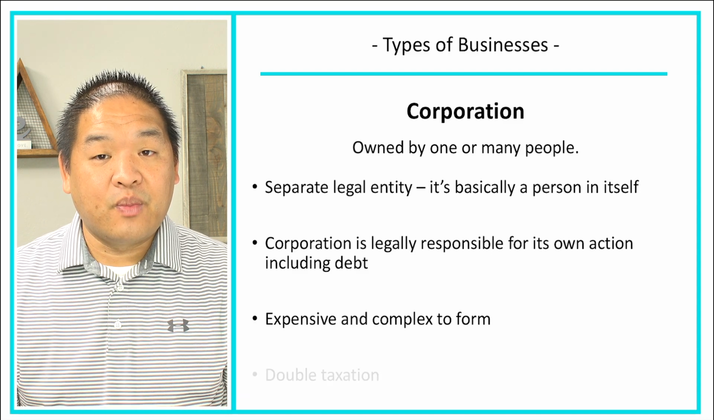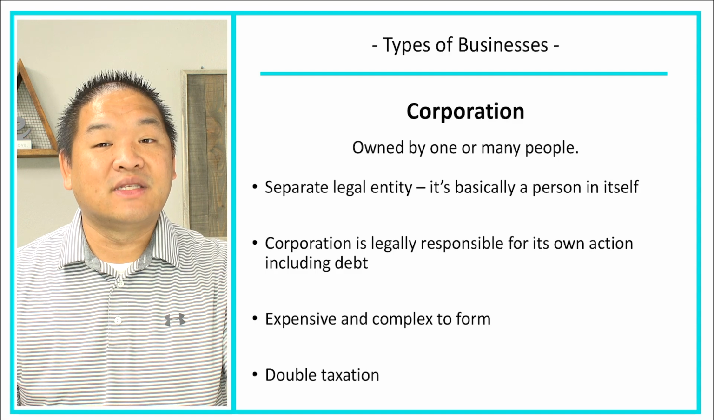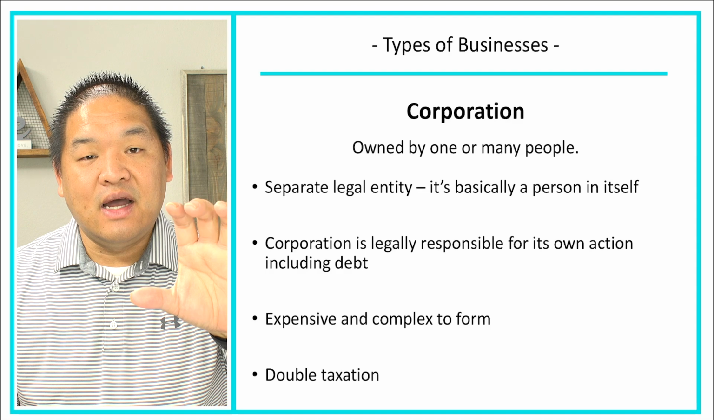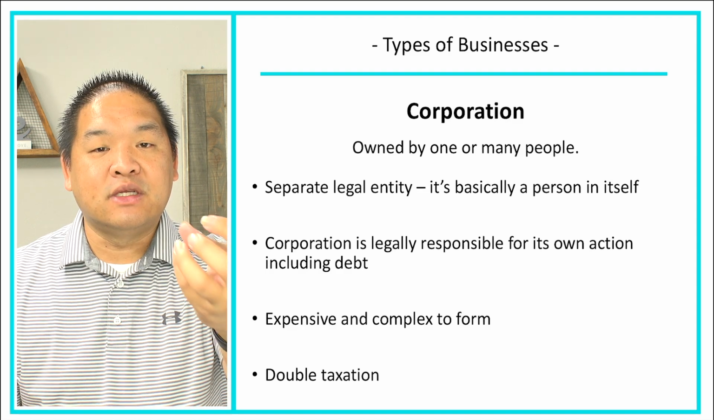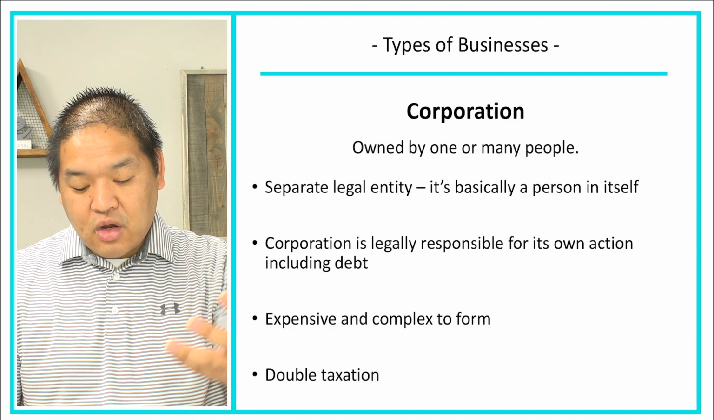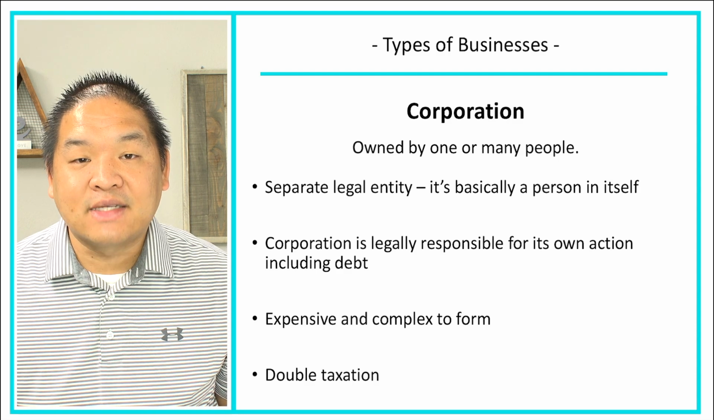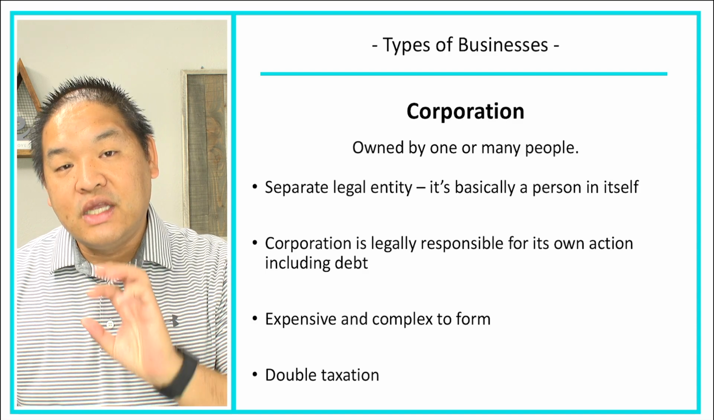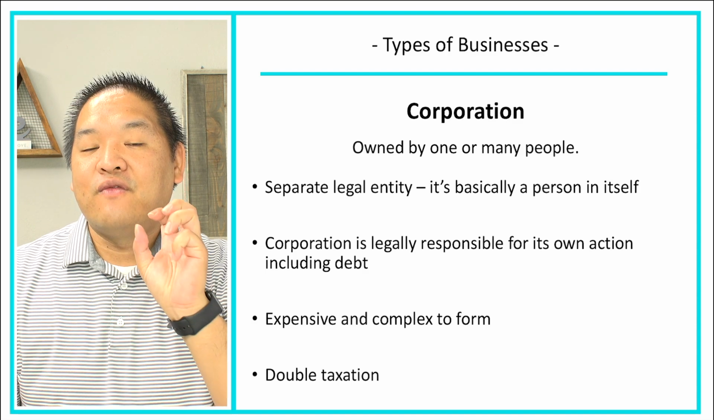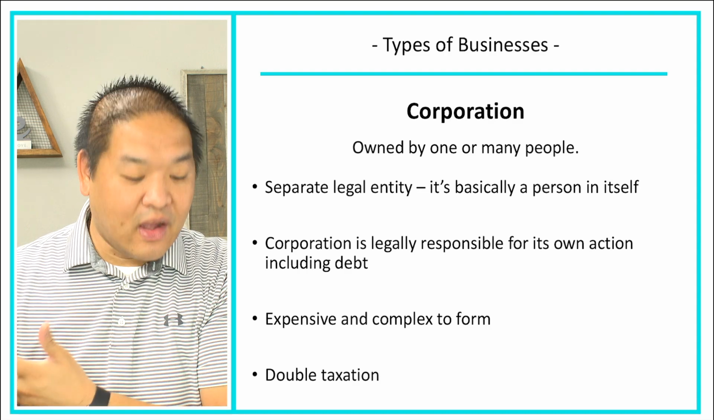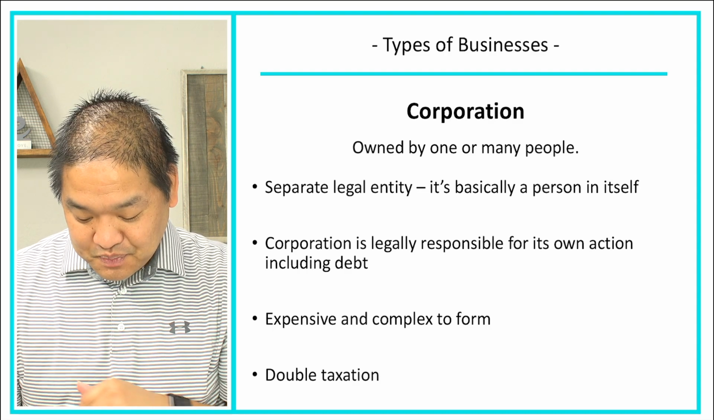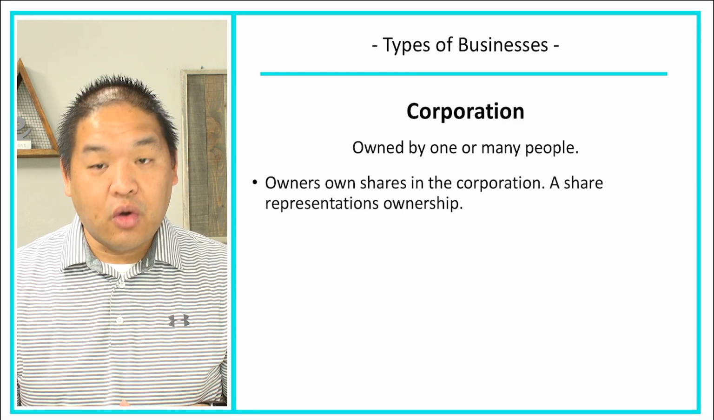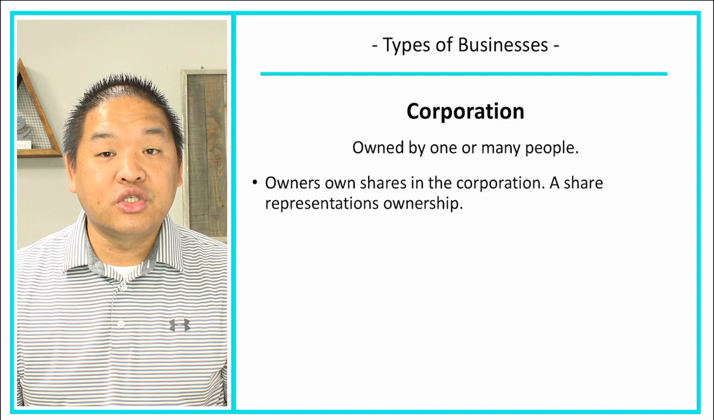Now, the one thing about corporation is it does have double taxation because the corporation itself is going to get taxed. And then after it's taxed, any additional funds that the company has can be distributed to their owners, and their owners are going to pay what we call dividends tax. And so obviously, double taxation means less money for the owners. So you're giving up double taxation for something that we're going to talk about in a few minutes, okay? Going on with corporation, owners own shares in the corporation, so a share represents an ownership in the corporation.